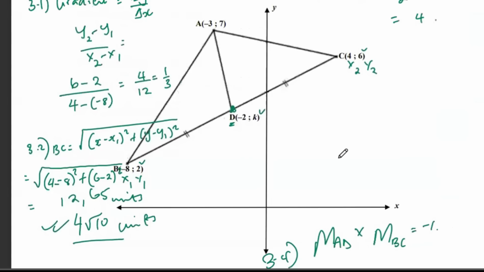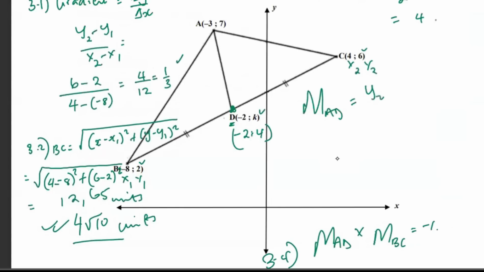So we already have our coordinate of K, which is 4. So this is going to be 2 and 4. We have the gradient of BC, which we got as a third. So we expect the gradient of AD to be -3. Okay, let's work it out.